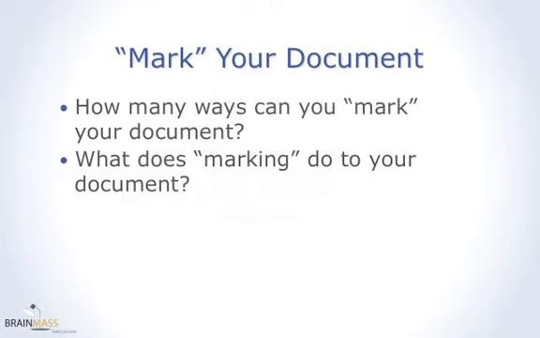In order to get a table of contents created, you first have to mark the text and sort of label it and let the document know it's going to be part of the table of contents. The first thing we'll tackle is how many ways there are that you can mark your document, and then we'll look at what exactly it looks like as we're going through this process.